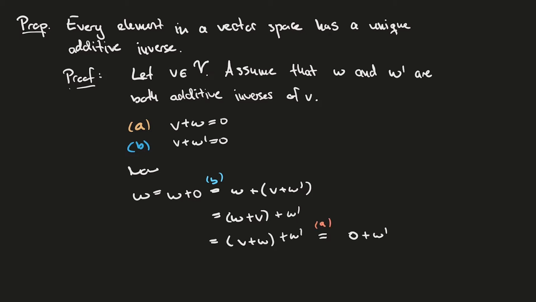And adding 0 to any element in the vector space V gives back that element, so 0 plus w prime is equal to w prime. Looking at the beginning and end of this chain of equalities, we conclude that w is equal to w prime. So what we've shown is that given two elements that are additive inverses of v, those two elements are actually the same element. So in fact, additive inverses are unique.